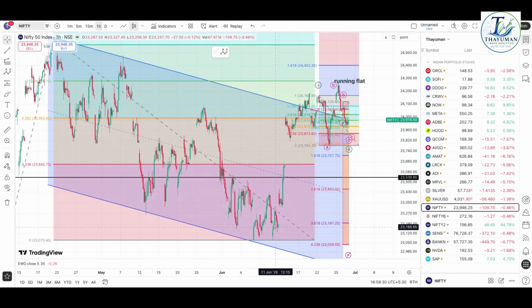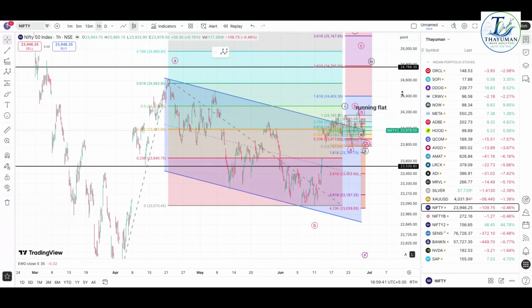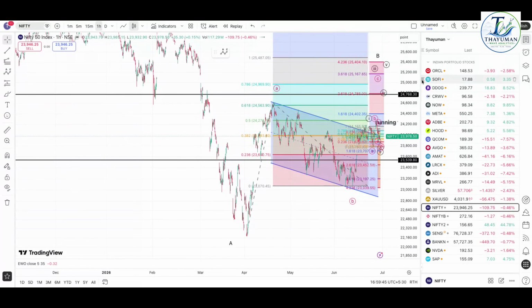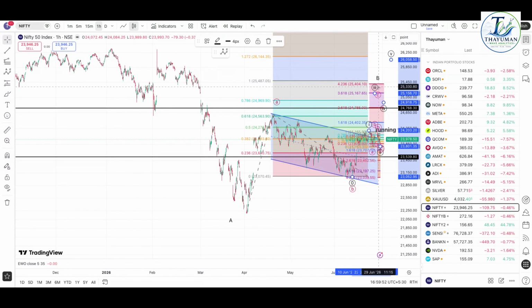So for Nifty 50, I am assuming up to here is wave 1, and wave 2 is still happening, and then we have to go further for waves 3, 4, and 5. There's a long distance on the upper side. These are not exact values, just assumptions. Along the way we have to adapt and move on. At the moment, Nifty 50 is in wave 2.